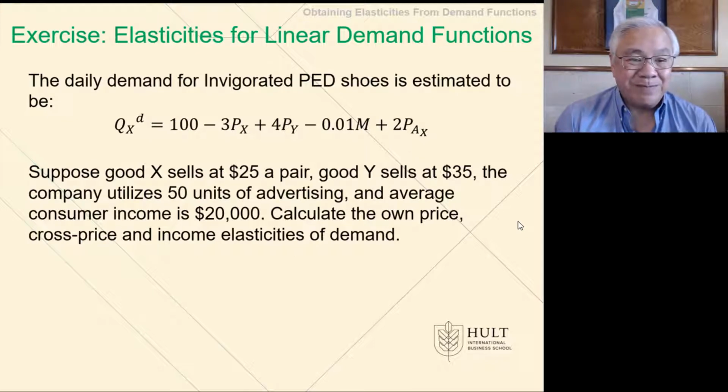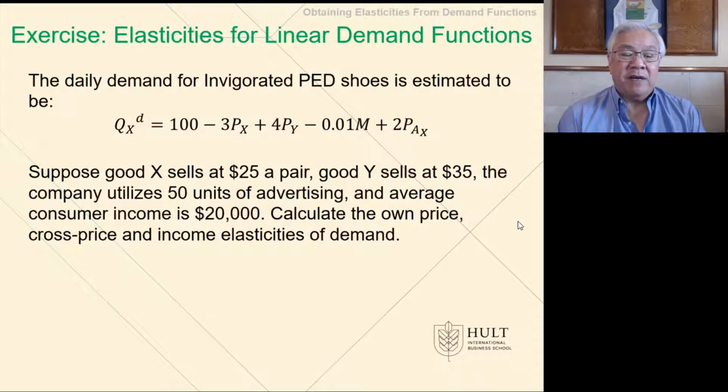So let's try this out. Here we have the daily demand for Invigorated Ped shoes, estimated to be this expression, which looks familiar. Suppose that X sells at $25 a pair, Y sells at $35, and the company utilizes 50 units of advertising with average consumer income of $20,000, and we're going to calculate the own, cross, and income elasticities.